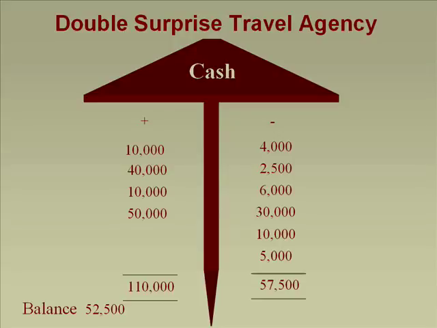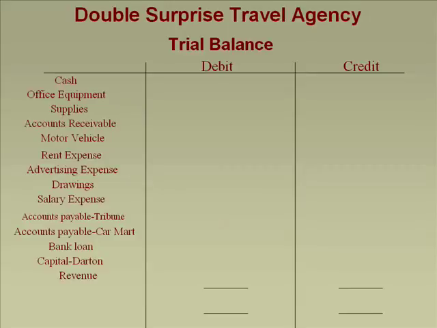Are you done? The first thing I want you to do is do what's called a trial balance, which looks like this. Debit means left, credit means right. List the names of all the T accounts. For example, the first was cash. What was the final balance?